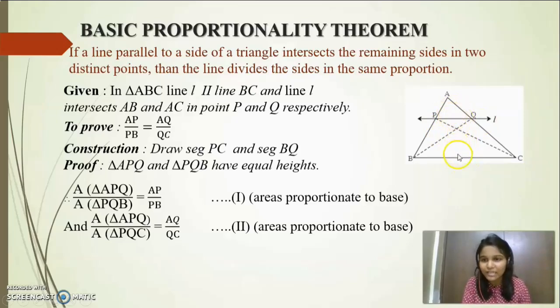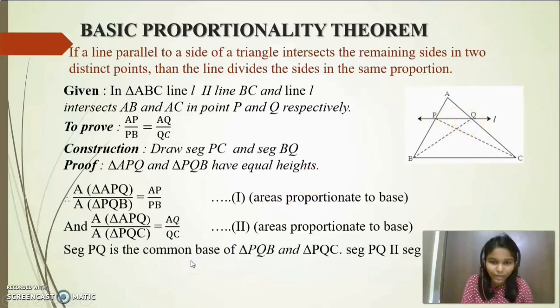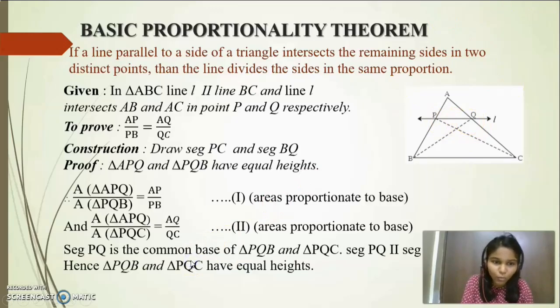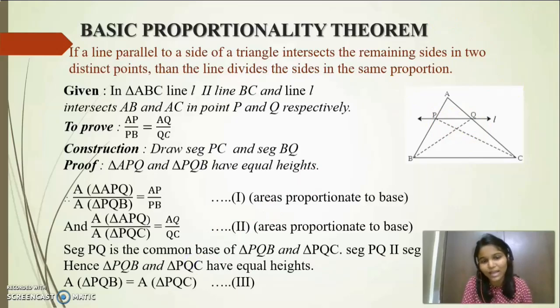So what have we learned, students? Whenever triangles are lying between two parallel lines, their heights will be the same. So for these two triangles, heights are also same, bases are also same. So can we say the ratio of the areas of both these triangles will also be equal? Why? Because their heights as well as the bases are the same. Let this be written as equation number 3.